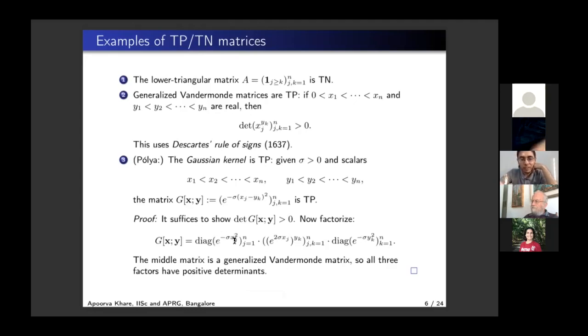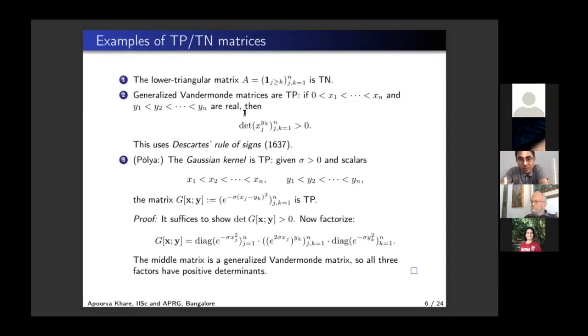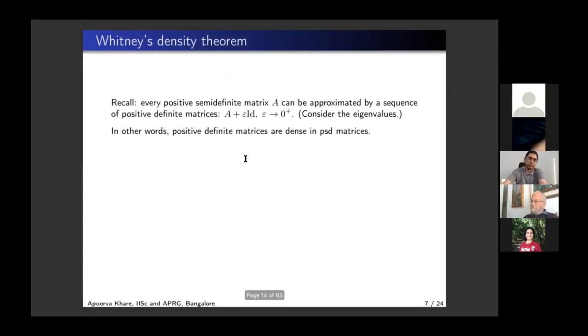You have a diagonal matrix of x_j squared on the left and of y_k squared on the right, and the cross term in the middle. This determinant is positive, this determinant is positive, and this itself is a generalized Vandermonde matrix, and therefore we are done by observation 2 or example 2. Right? So you just build one on top of the other. Okay, so these are examples of totally positive matrices, and then analogously you can define totally positive kernels, and this is one prototypical example of that.